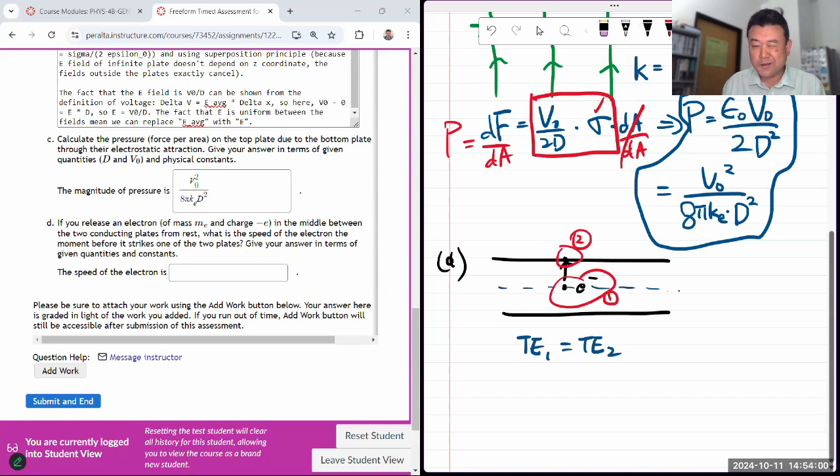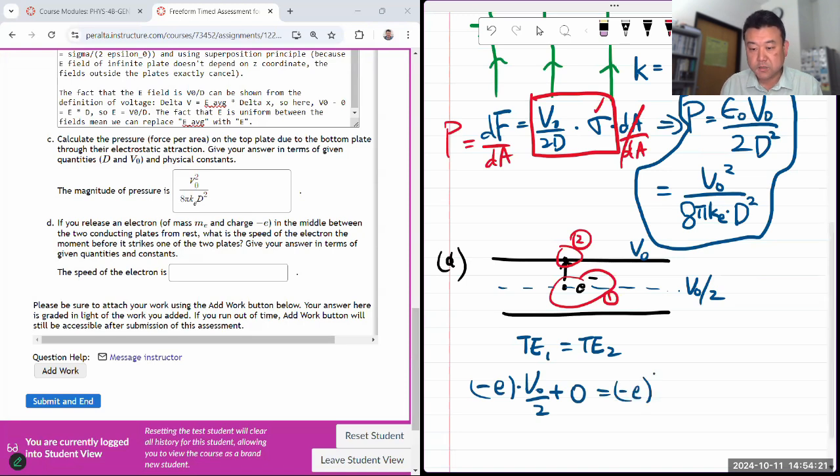So here my voltage will be V naught over 2. Here my voltage will be V naught. So the potential energy is minus E charge times V naught over 2, plus the kinetic energy, which is 0 at this snapshot because it's released from rest. In this snapshot, my potential energy is the charge times the voltage, and the difference will end up being E V naught over 2, plus the kinetic energy, 1/2 mv squared.